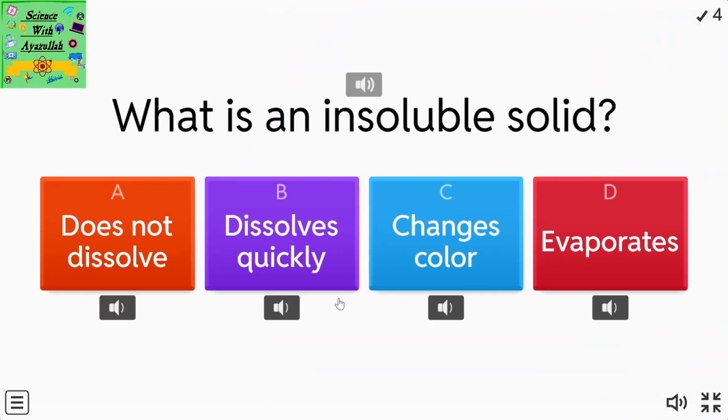What is an insoluble solid? Dissolves quickly. Changes color. Evaporates. Does not dissolve.